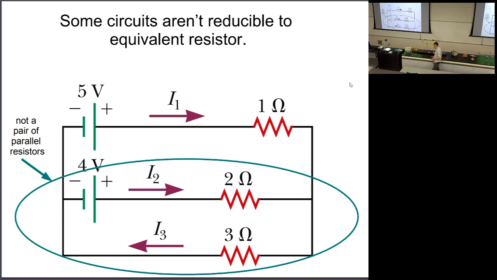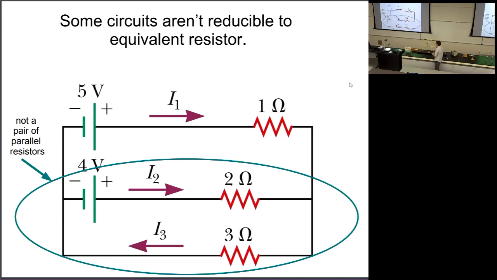Now you could stare at this circuit all day long, and you cannot find in this circuit any location where you've got either resistors that are simply in series or resistors that are simply in parallel. There's no such location in this circuit because in this case the batteries are getting in the way. You can't find a location where there's just a pair of resistors, for example, in parallel, or a pair of resistors in series, because any attempt to find that also has a battery in there.